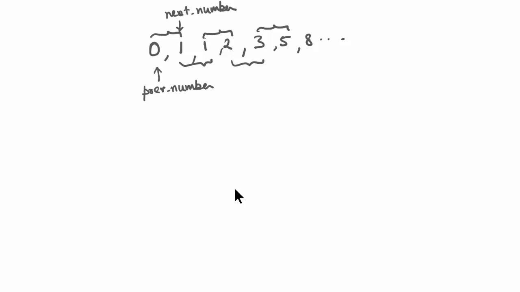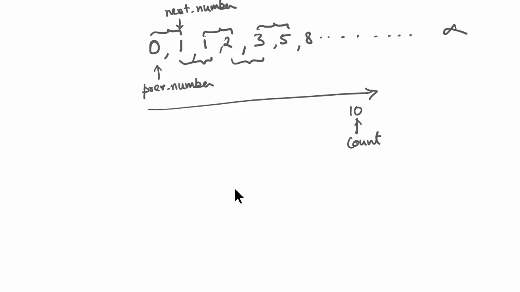And then this series goes on until infinity, but we don't want to print until infinity, right? So we only want to print, let's say, 10 numbers. So we are calling this count, right? So we've got 1, 2, 3, 4, 5, 6, 7.